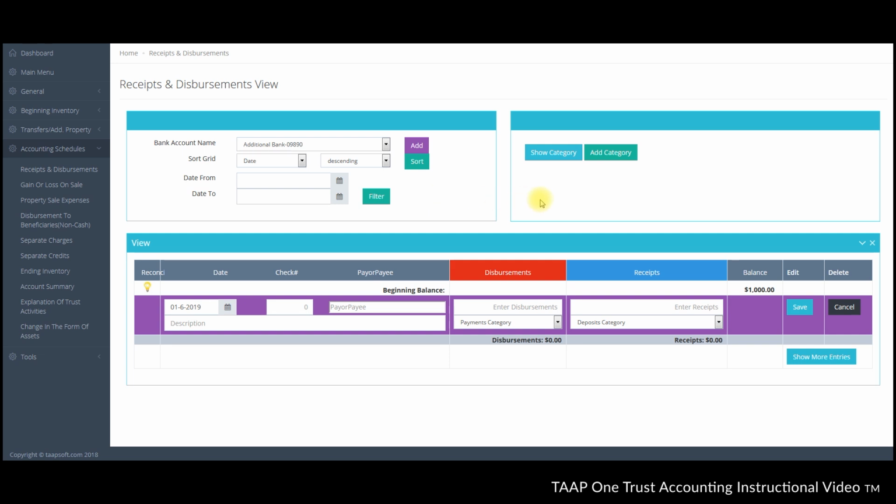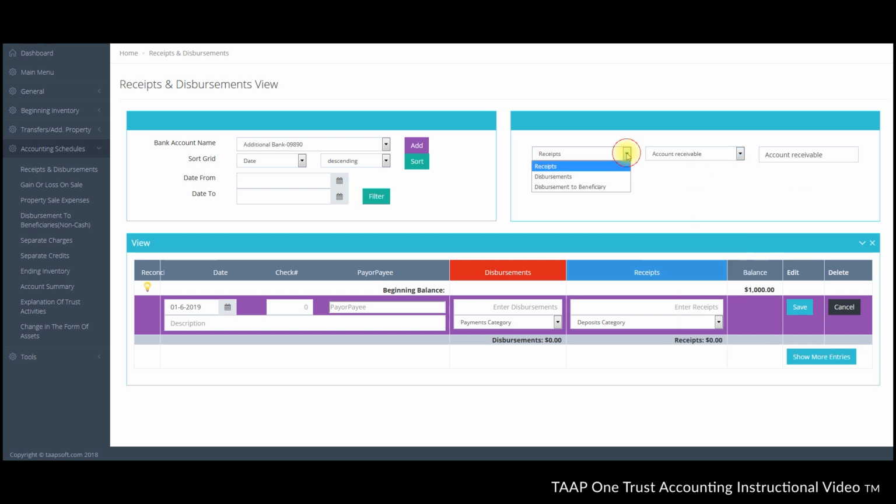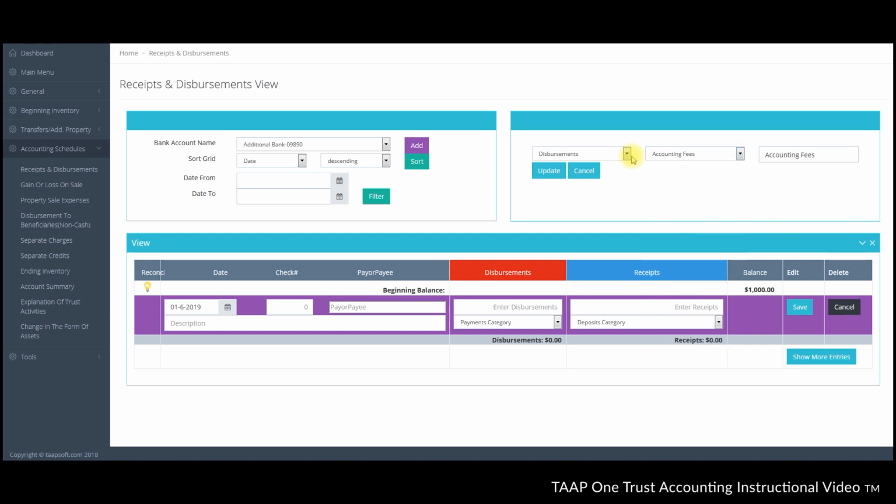Moving quickly over to our categories, we can see what categories we have here on our receipts, and these are the typical categories that we have pulled out of the Uniform Principal and Income Act. Those are for receipts. These are for disbursements. Okay, we'll come back to this in just one moment.